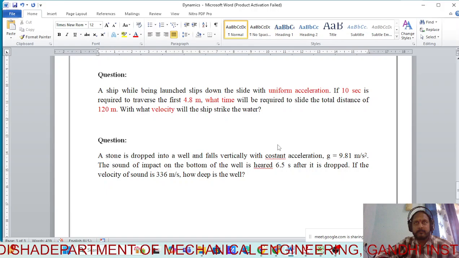If you understand this, you can easily find out the depth of the well. Sometimes in the examination, the velocity of sound will not be given to you, so you should remember this: velocity of sound is 336 meters per second.